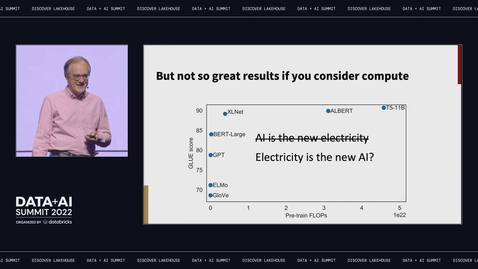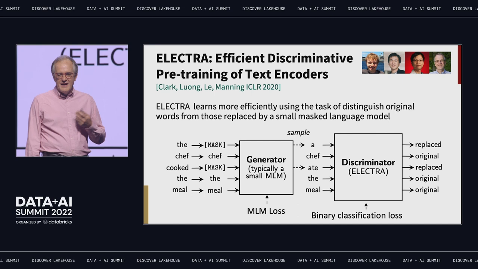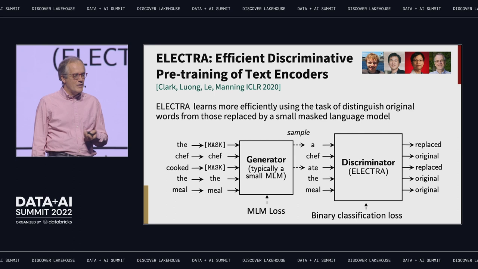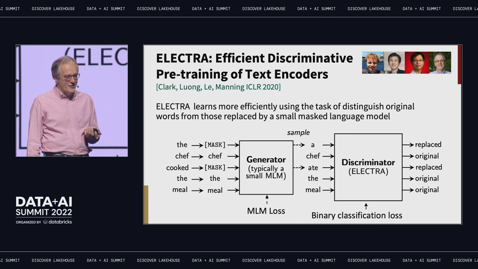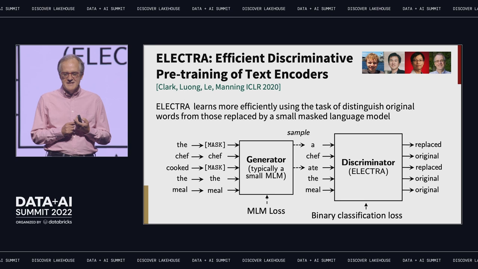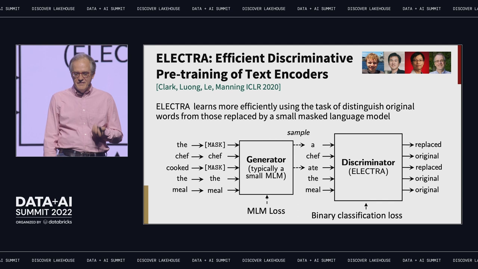So one of the things I've been interested in with colleagues is how we can build more efficient large language models. And so one method that we worked on, especially Kevin Clark, former PhD student, was the ELECTRA model. And the idea of the ELECTRA model was to change the task to one of distinguishing original words from ones that have been replaced in a text. This is more efficient as it's a binary task that can be tested on every word.